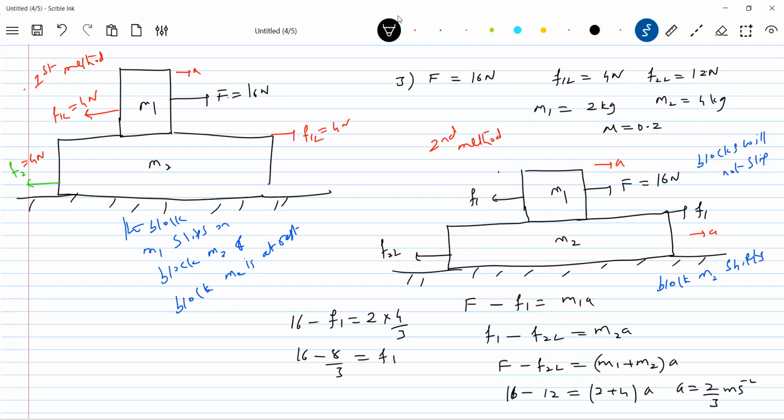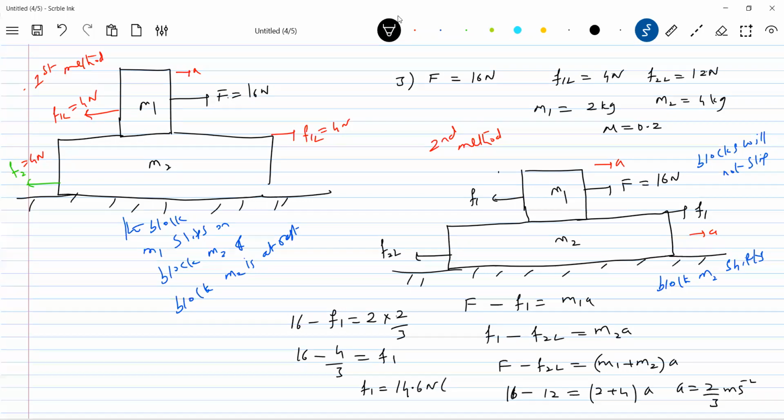Sir, it's 16 minus 4 by 3, sir. Acceleration is 2 by 3. Okay, this is 2 by 3. This is 4 by 3. Check the value of F1 now. 3 6 ja 48. 14.6 Newton.